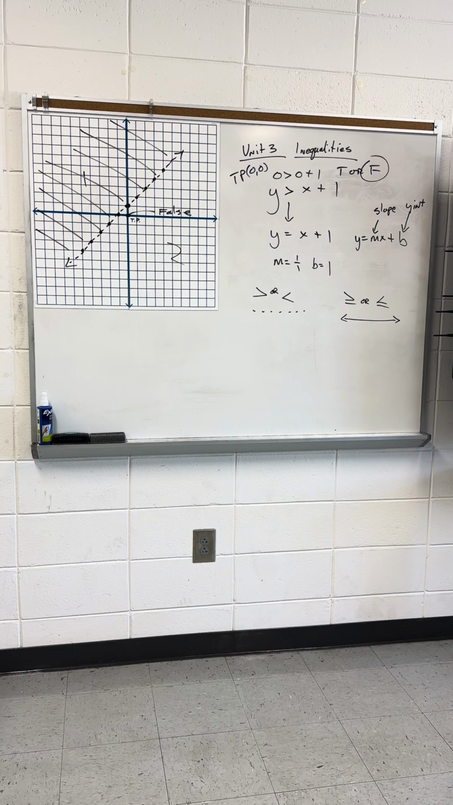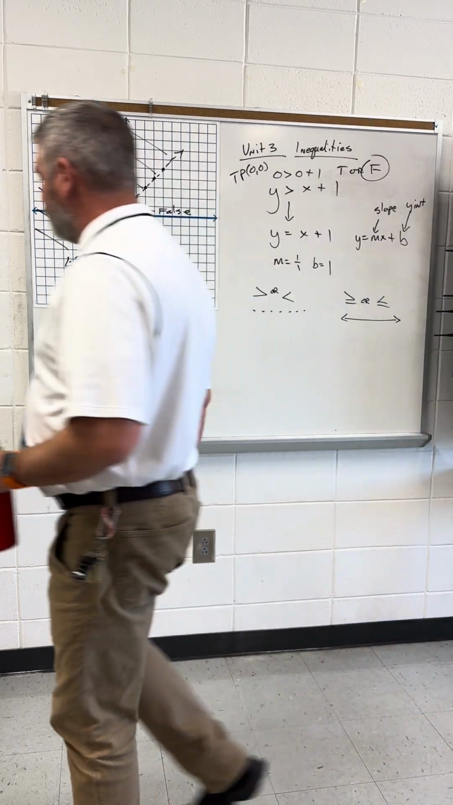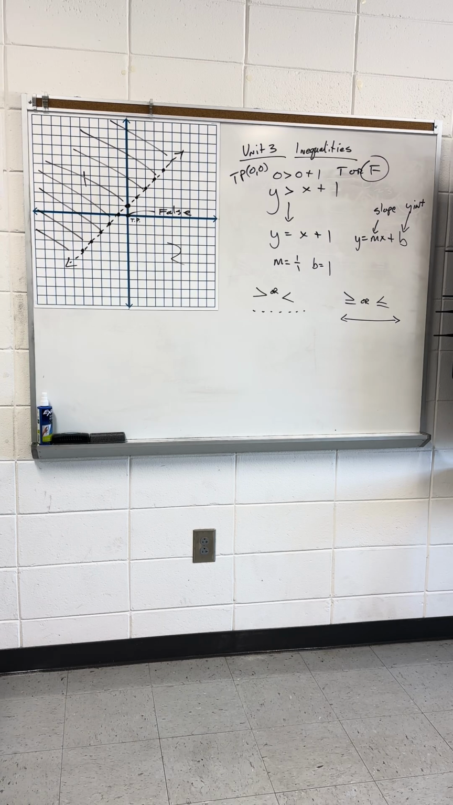Okay. You shade where it's true. You shade the graph where it's true. My test point was false, so I shade on the other side. What if the test point had been true? Then I would shade where the test point is.